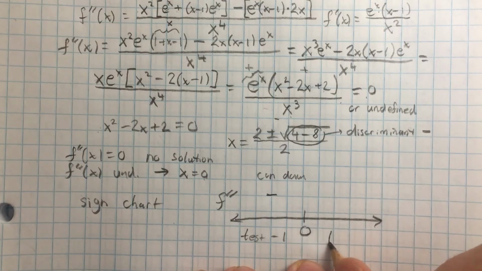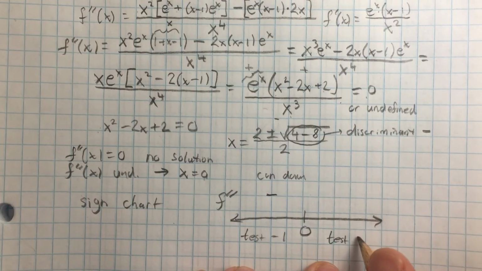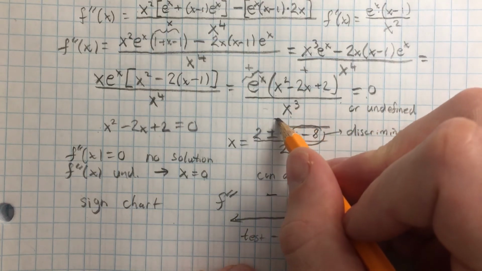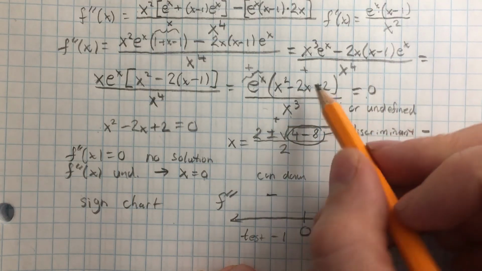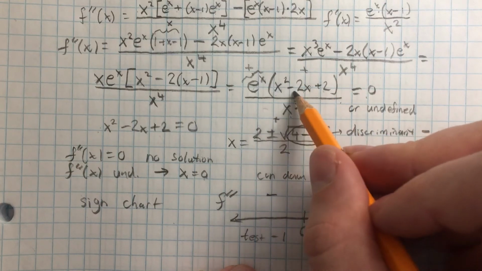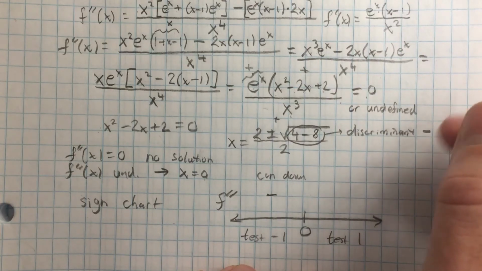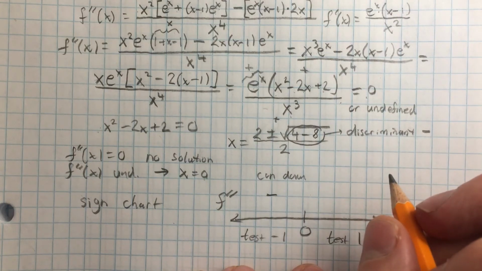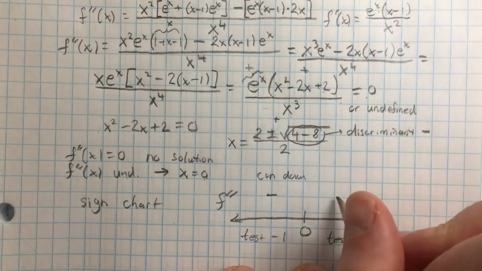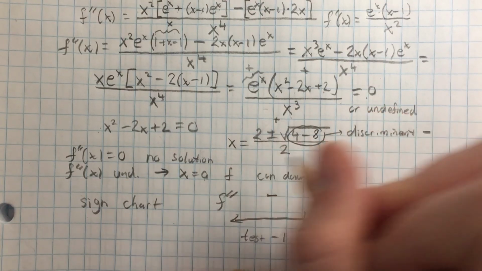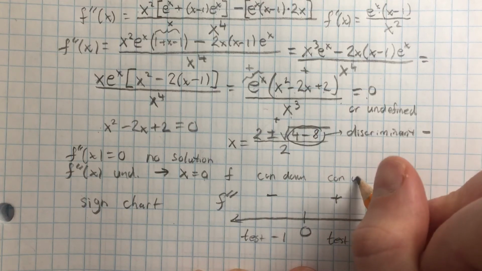Now we'll test a value to the right of 0. We'll test 1. Just pick easy numbers. I put 1 in here. This factor on the bottom is now positive. The factor up here, 1 minus 2 plus 2, is still positive. So the overall value of the second derivative is positive. Therefore, the original function f is concave up on this interval.